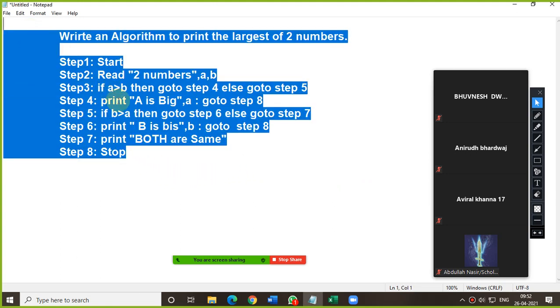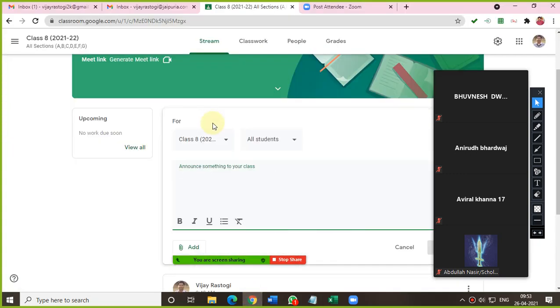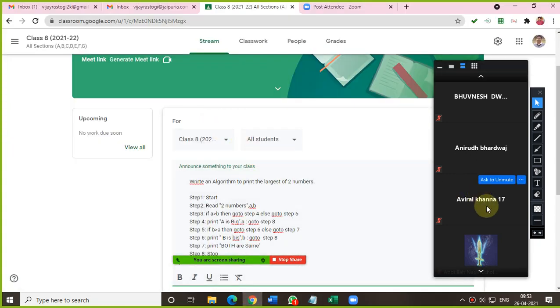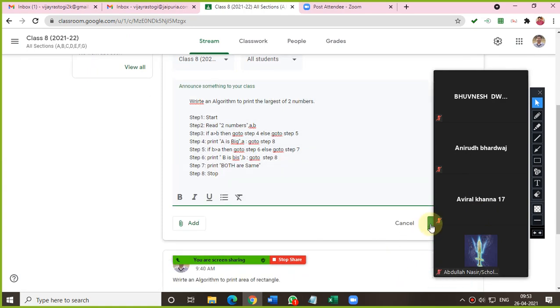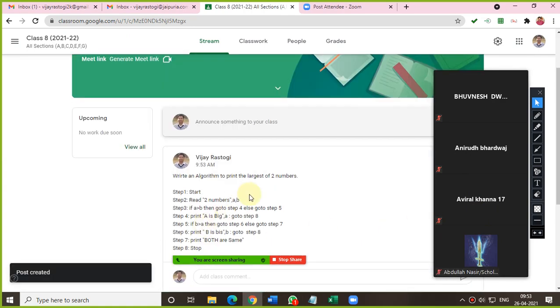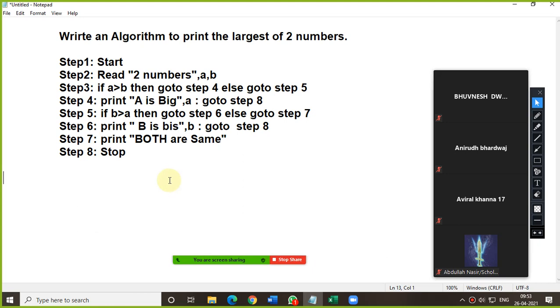Can I ask one thing? Yes, beta, why not? Sir, in step 3, like I've written step 1 start, step 2 read A, comma B, and then in step 3 I've written if A is greater than B, then go to step 4. If B is greater than A, then go to step 5, else go to step 6. Sir, is it correct? Beta, just show me that solution.